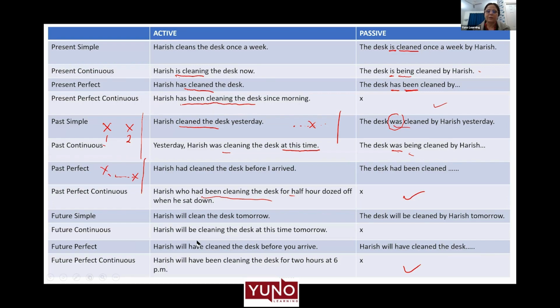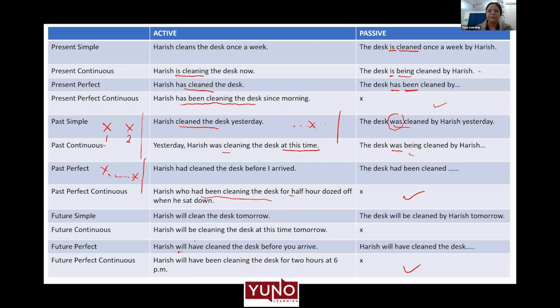Okay, future continuous, Harish will be cleaning the desk at this time tomorrow. No passive for this. So future continuous also, we don't have any passive. Future perfect tense. This is where, in fact, most of us, I would say, go wrong. Because for future perfect tense, I've seen many people using would over here. Like saying Harish would have cleaned the desk before you arrive. No. Future perfect, when you look at an action that will be over by a certain time in the future, we always put will for that. So Harish will have cleaned the desk before you arrive.